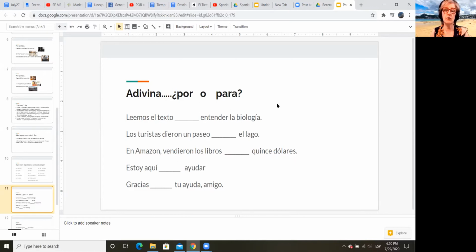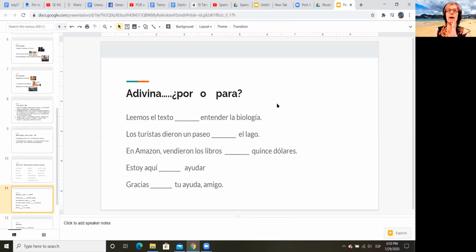Los turistas dieron un paseo, that changes it to "took a walk." Could it be either por or para? It probably could be either, but that would change the meaning. Para el lago would mean "to the lake," an endpoint. With dar un paseo, most people use por.